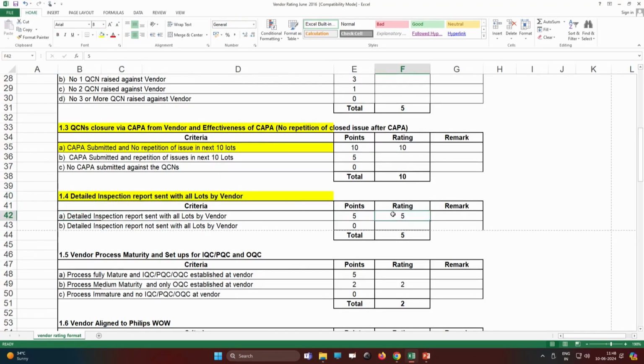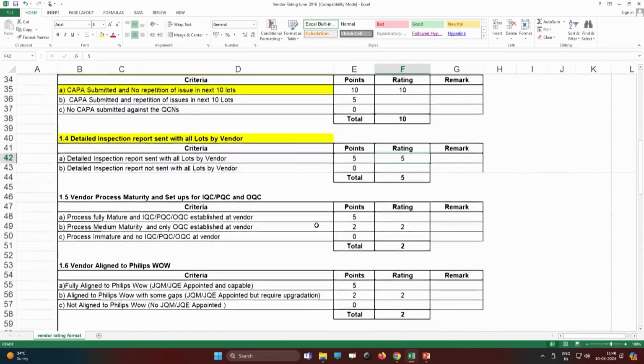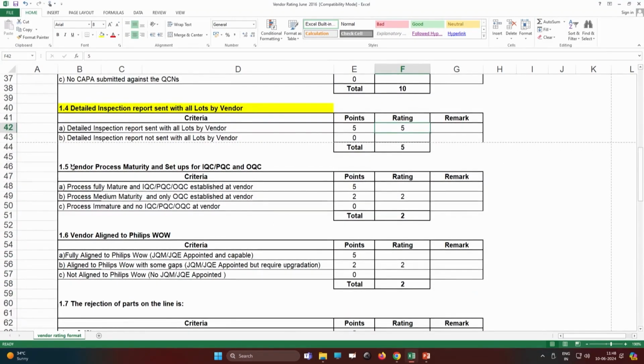If he is not sharing, you can give 0. In intermediate level also you can assign. Vendor process maturity and setup: how mature he is with the process. IQC, PQC, OQC means all quality measures they are taking, right. They have standardized their production process. So 5 means if they are generating all these reports, they will get 5, right.